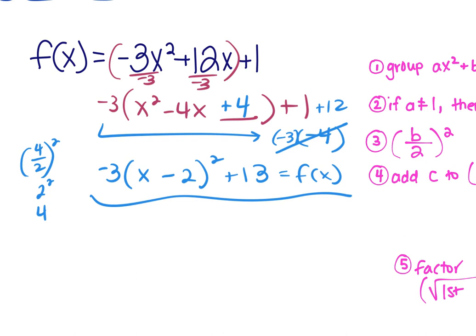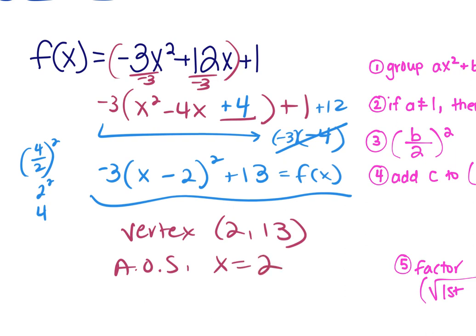Now from here we can answer vertex and axis of symmetry, which is what it's going to ask for. Vertex is (2, 13), the opposite of what follows x, and then the number on the outside. And my axis of symmetry is x equals 2. Because the axis of symmetry is always k. Yes. No, h. Yeah, h.